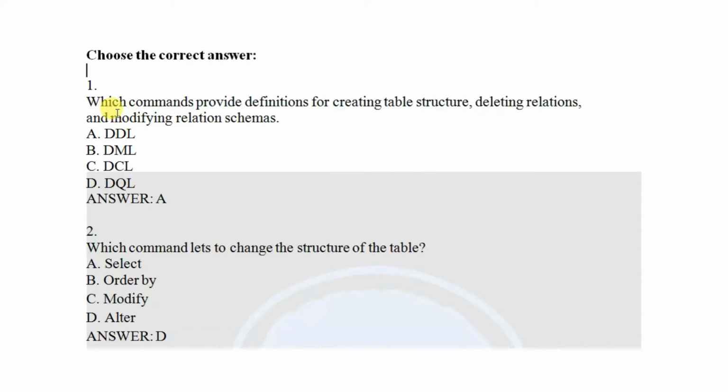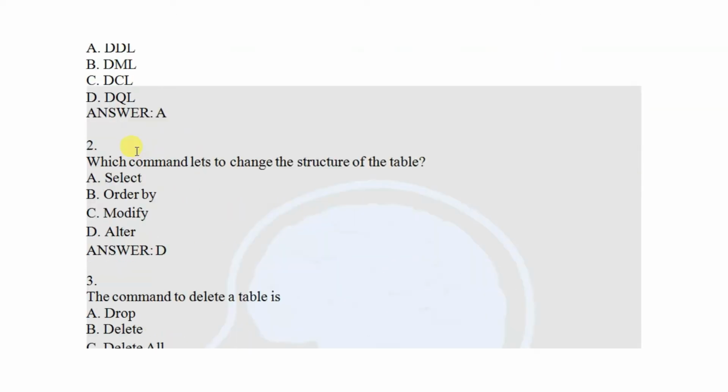Question number 1. Which command provides definition for creating table structure, deleting relations and modifying relation schemes? Your answer is option A, DDL. Question number 2. Which command leads to change the structure of the table? Your answer is option D, alter.